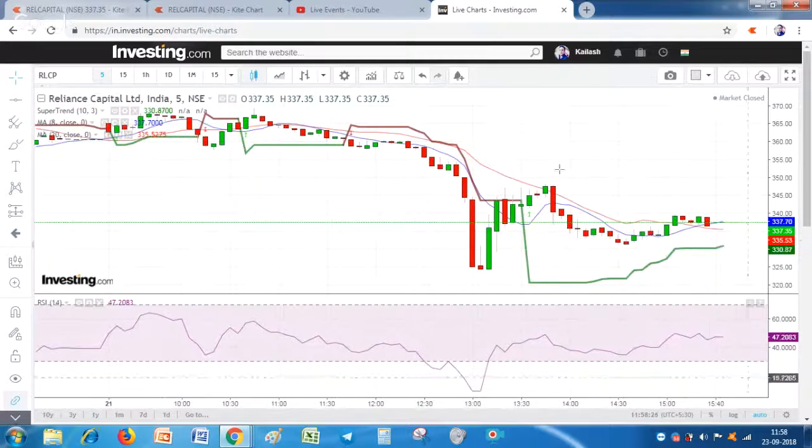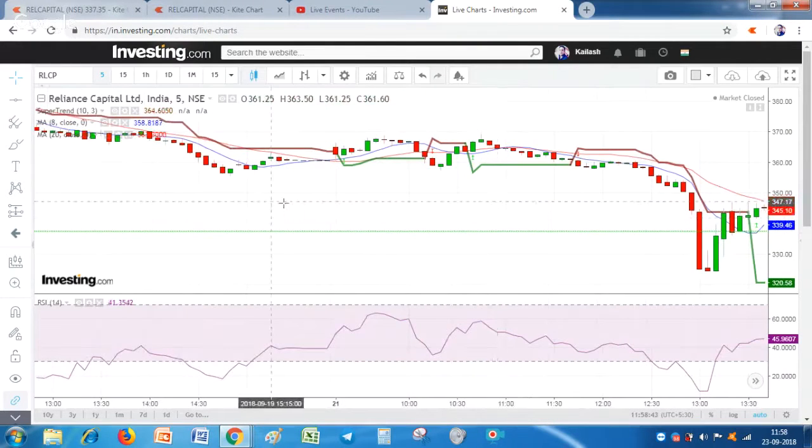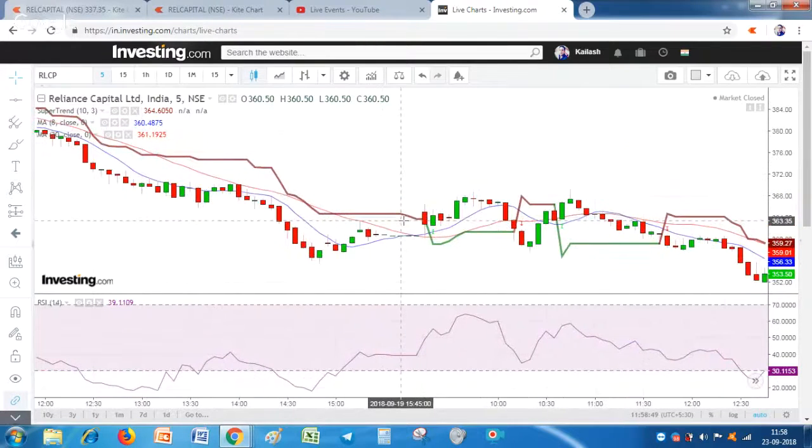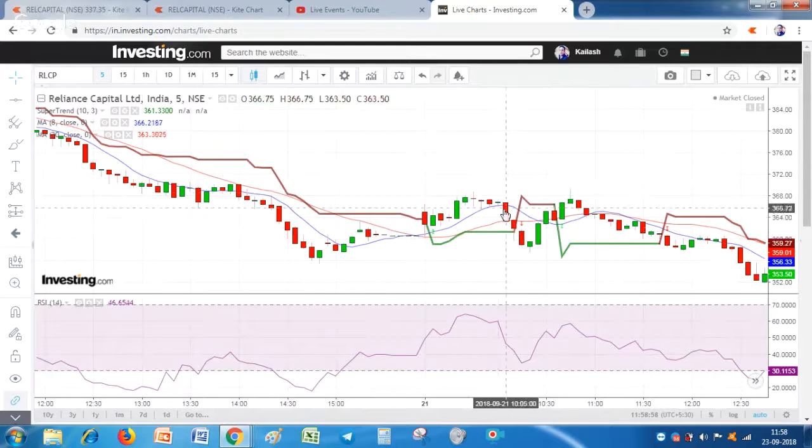I will show you Friday's trade. Yes, friends, this level. No, not this level, sorry. Yes, this level. I took a sell entry in this stock somewhere around this level, after the stock was falling.